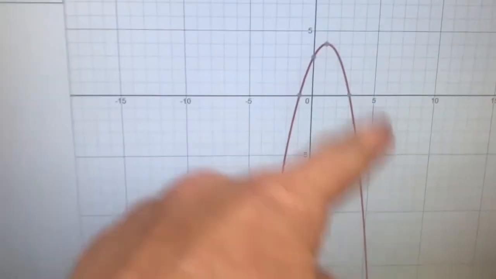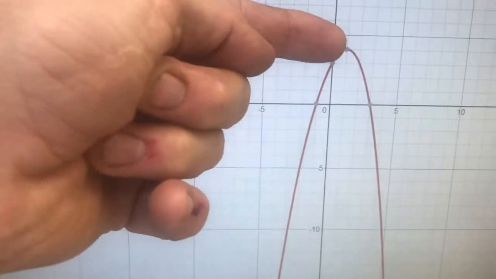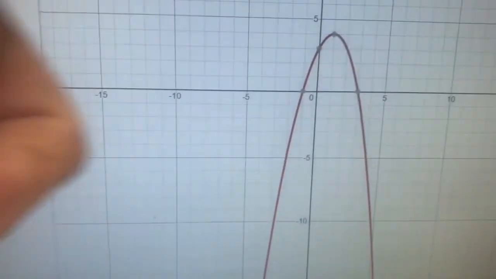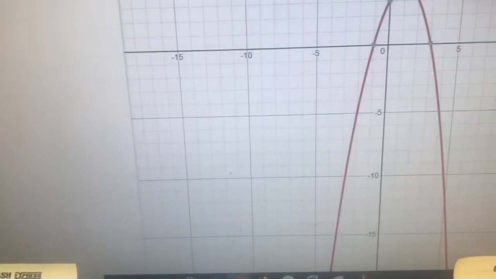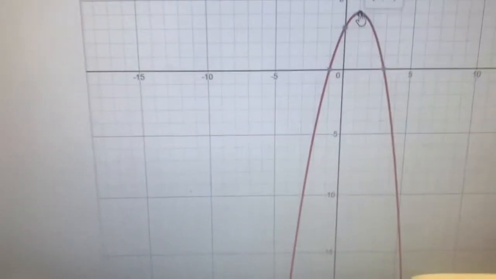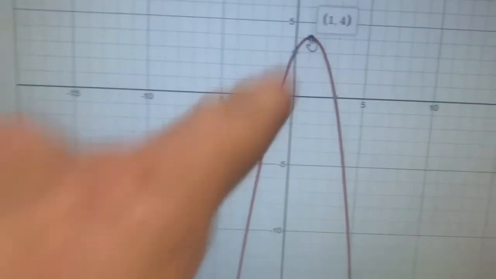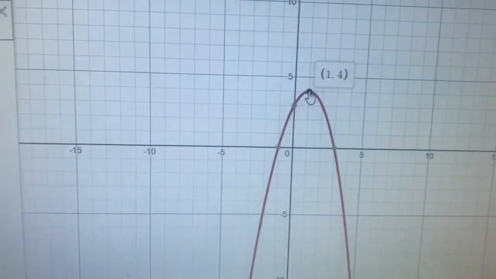It's concave down this time, which means it has a maximum value. See, this value is the highest value. And the maximum value, we'll click my vertex and it'll answer that for me. Just click on it there. Y equals 4 is the highest value. The axis of symmetry is x equals 1. And there's my vertex, (1, 4).